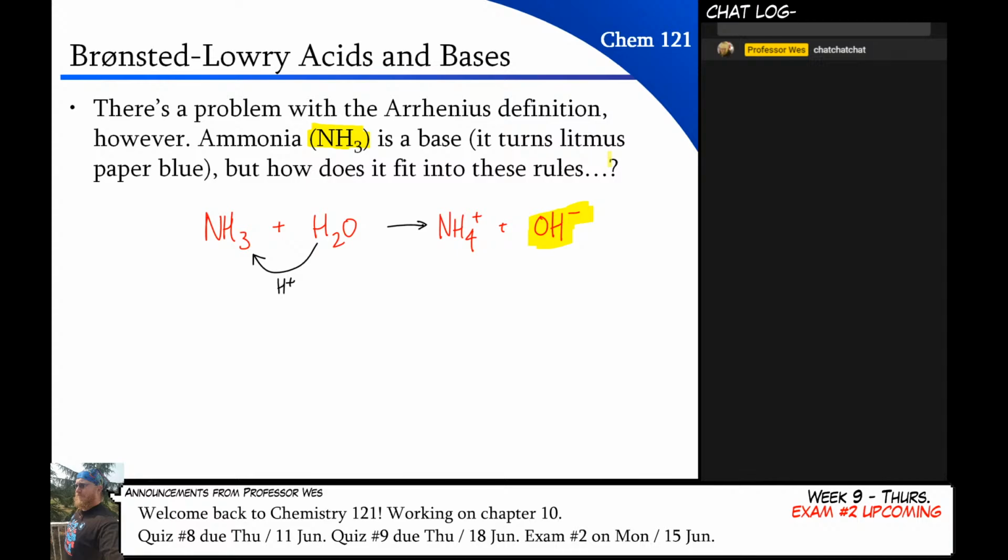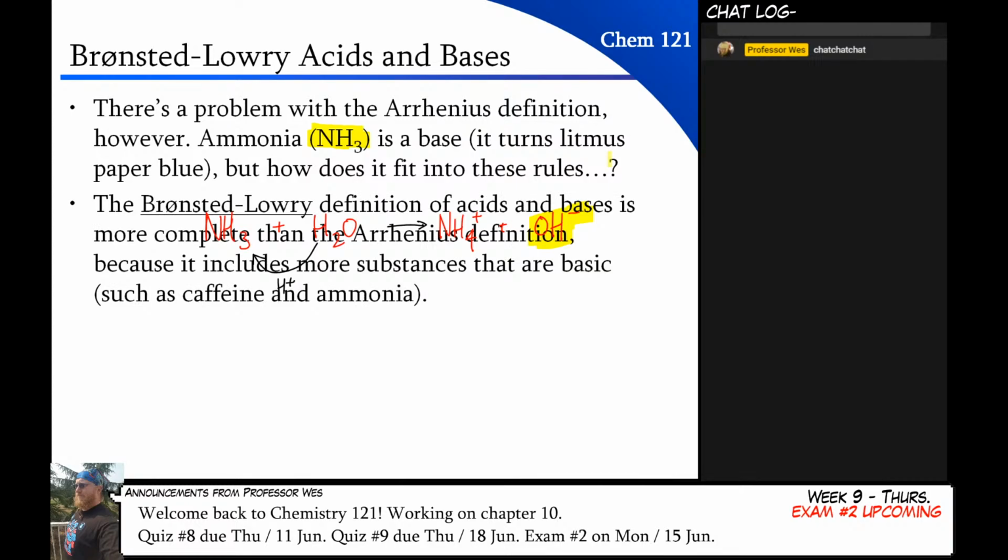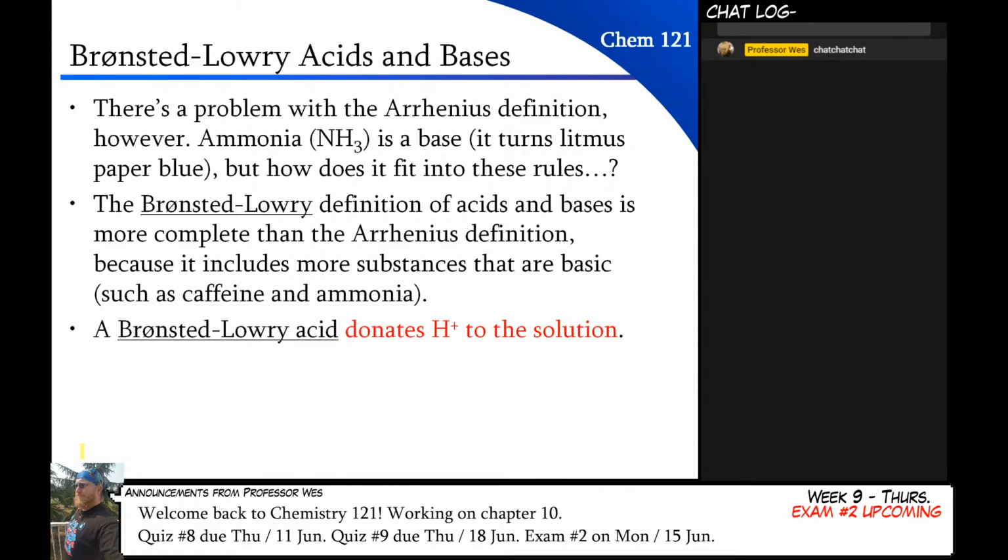And it turns out a lot of different bases do this. They will react with water, take an H+, and they'll hold on to it, leaving the water as hydroxide. So just saying I have an OH minus in my structure isn't really good enough. So we have to come up with a new definition of this. And that definition is the Brønsted-Lowry definition. The definition for acids is pretty much the same, but the definition for bases is much better.